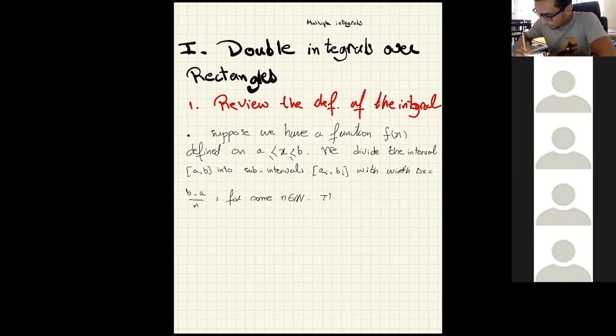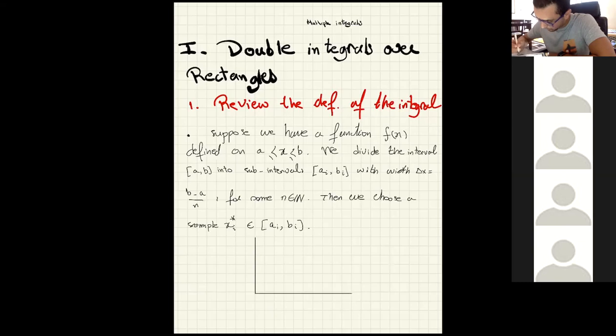Then what we do? Then we choose a sample point, or a random point, or whatever you want to call it. Sample point x_i, we're going to call it x_i star, that belongs to this interval a_i, b_i, okay? So concretely, what does this mean?